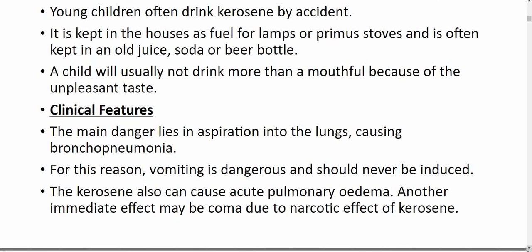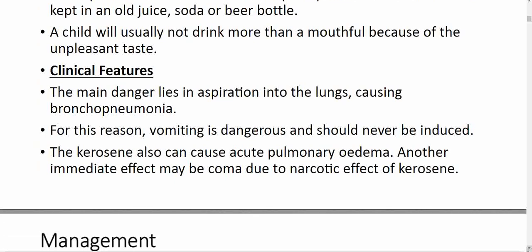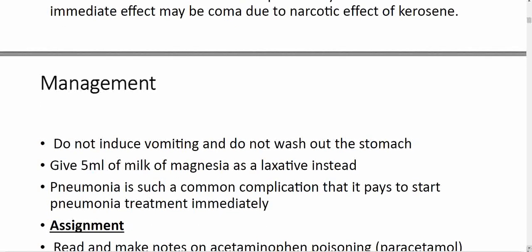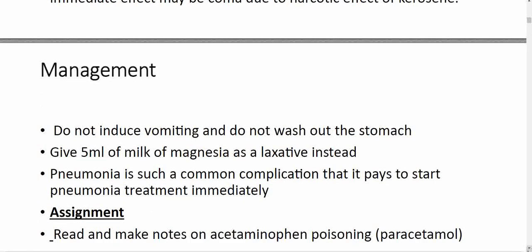So if it goes into the lungs, you'll have bronchopneumonia. For this reason, vomiting is dangerous and should never be induced. Kerosene can also cause acute pulmonary edema, that is still under the respiratory effect. Another immediate effect may be coma due to the narcotic effect of kerosene. Management: do not induce vomiting and do not wash out the stomach. Give 5 ml of milk of magnesia as a laxative instead.